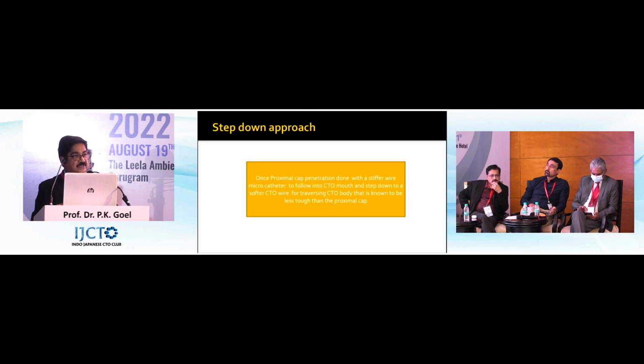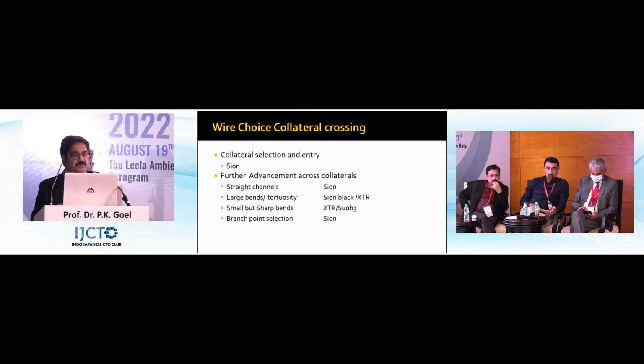So distal cap is again tough. So if you understand it like that and then do a step down, it may be better. Wires for collateral crossing, collateral selection is usually good with Sion, but when you traverse these, then Sion could be used. If it's slightly bendy, then a hydrophilic wire like Sion Black or XDR, and sometimes for sharper bend, SUO3 may be better. But whenever there's a branch point in collateral, then Sion is always the best wire.